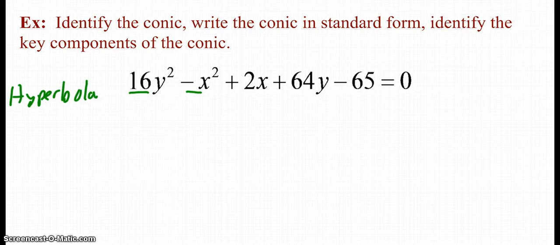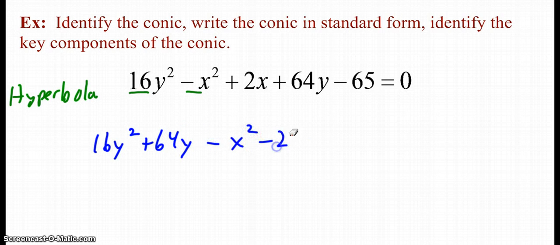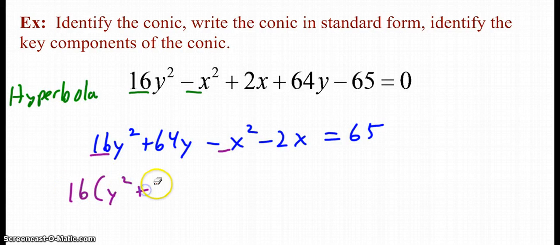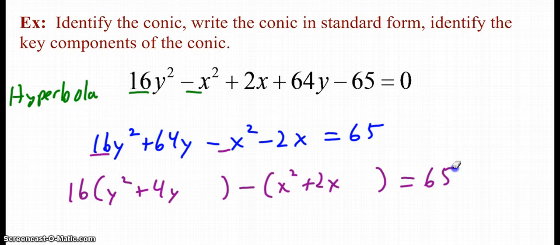So I'm going to write this as 16y squared plus 64y minus x squared minus 2x equals 65. Now I have to get my leading coefficients of the squared terms to be 1 before I complete the square. So with the y's, I'm going to factor out a 16, and I'll be left with y squared plus 4y, leave a little space. With the x's, I'm going to factor out the negative 1, because I want the negative outside the parentheses. Then I'll have x squared plus 2x, leave a little space, equals 65.